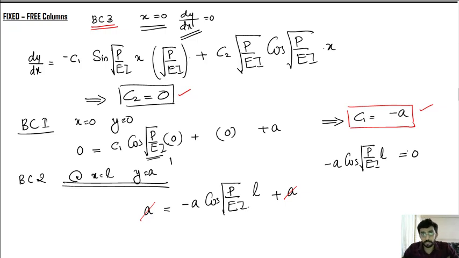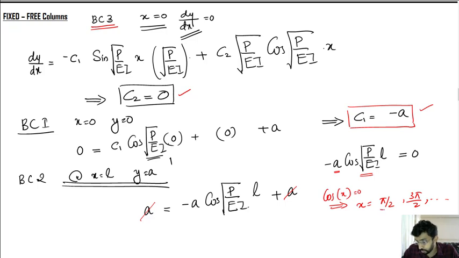Same assumptions, same methodology we have to follow here. Either a has to be 0 or cos has to be 0. A cannot be 0, because a is a deflection value and it cannot be equal to 0. So obviously cos has to be equal to 0. So for whatever values cos will take 0 value: cos of some x is equal to 0 will be obtained when x is equal to pi by 2, x is equal to 3 pi by 2, and so on.